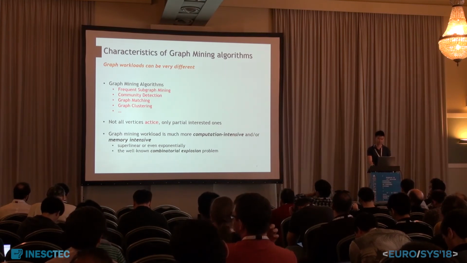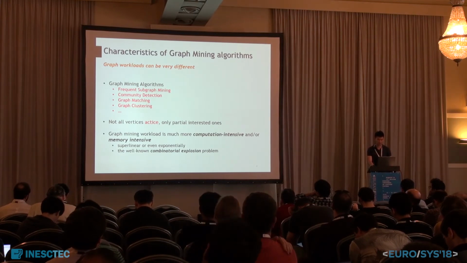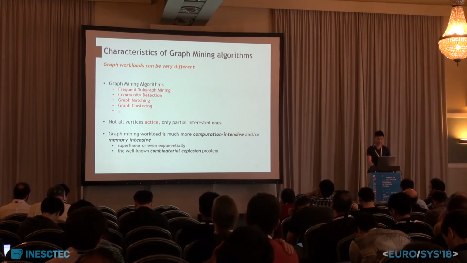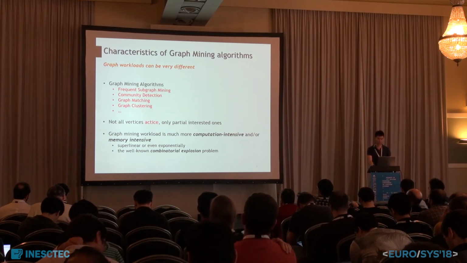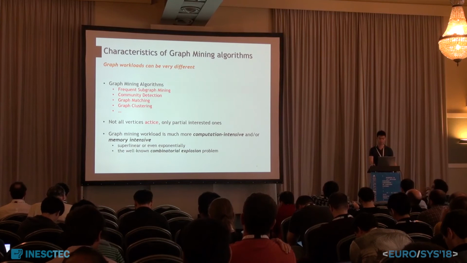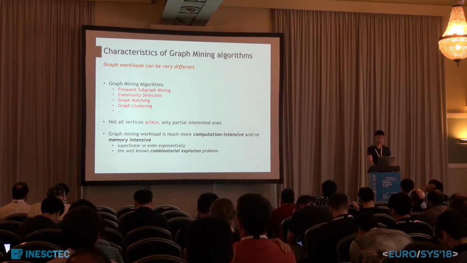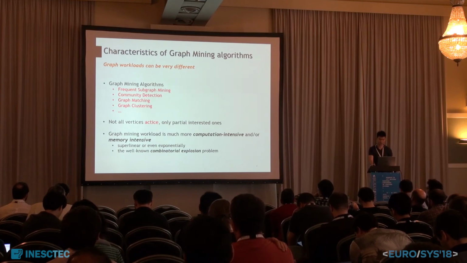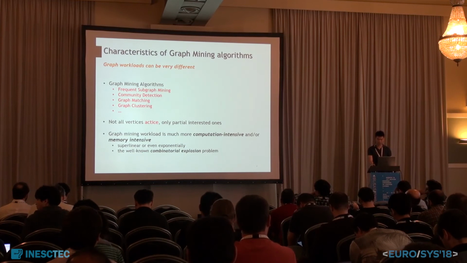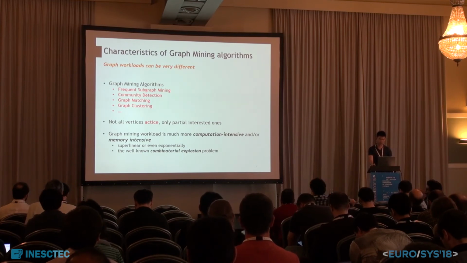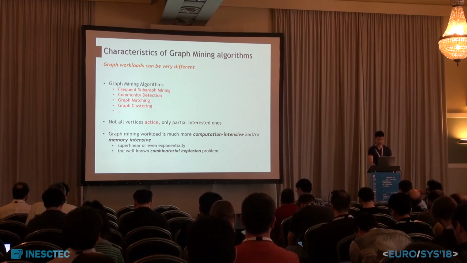For example, frequent subgraph mining, graph matching, graph clustering. So not all vertices will be active in the job, and only a partial set of interesting ones will the algorithm process. And compared with the previously mentioned graph processing algorithms, the graph mining workload is much more computing intensive and memory intensive due to the well-known combinatorial explosion issue.